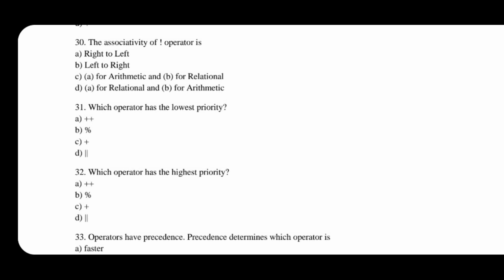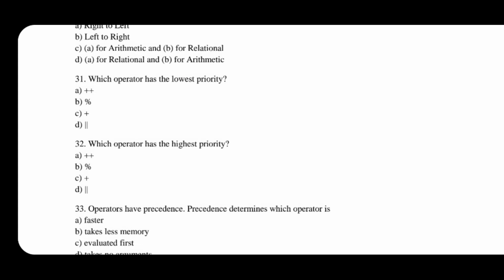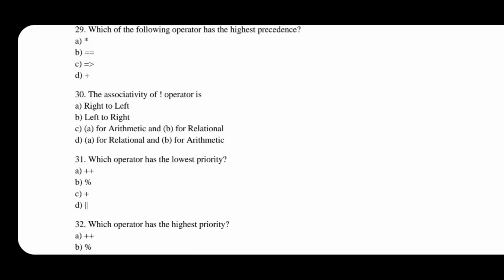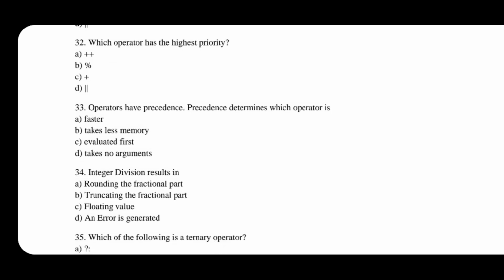Then question number 31. Which operator has the lowest priority? That is the logical OR operator, means option number D. Which operator has the highest priority? That is the increment operator, plus plus. Then, which operator has the highest priority? That is the increment operator. Now, operator precedence determines which operator is evaluated first. So here, option number C, evaluated first.